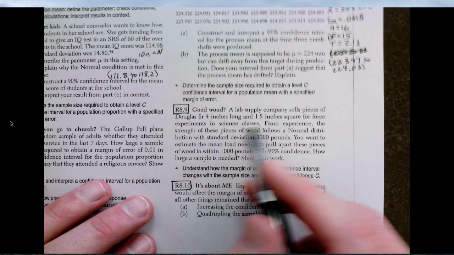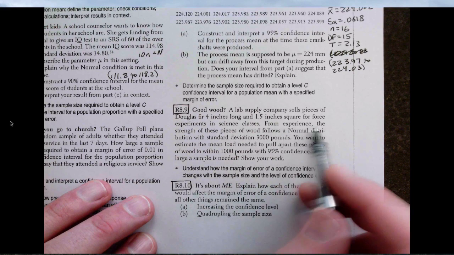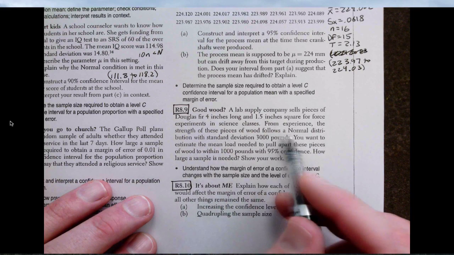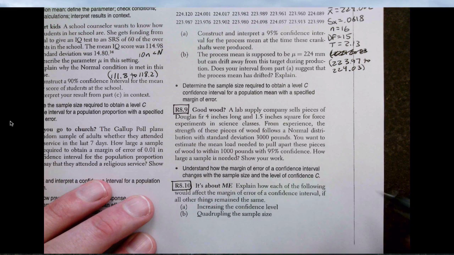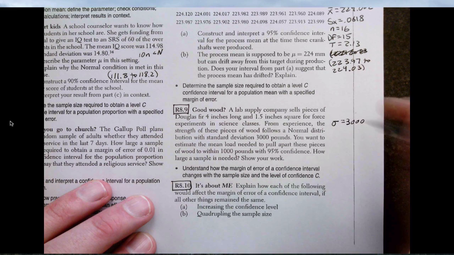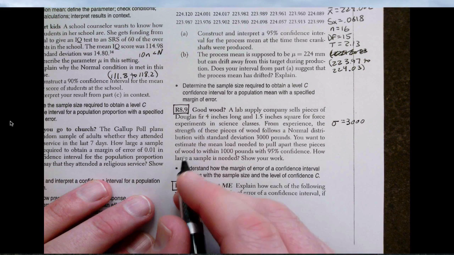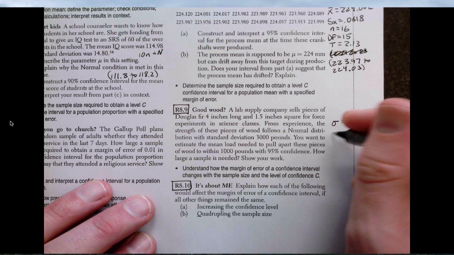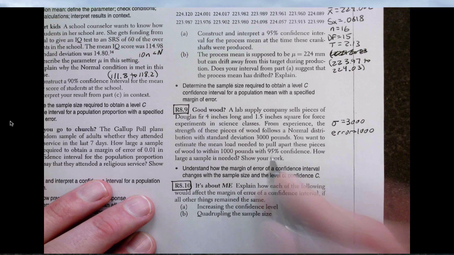All right, good wood. A lab supply company sells pieces of Douglas fir 4 inches long by 1.5 inches square for force experiments in science classes. From experience, the strength of these pieces of wood follows a normal distribution, okay, with standard deviation of 3,000 pounds. All right, so my standard deviation is known at 3,000. You want to estimate the mean load needed to pull apart these pieces of wood to within 1,000 pounds. So we want the error to be 1,000, okay, with 95% confidence.